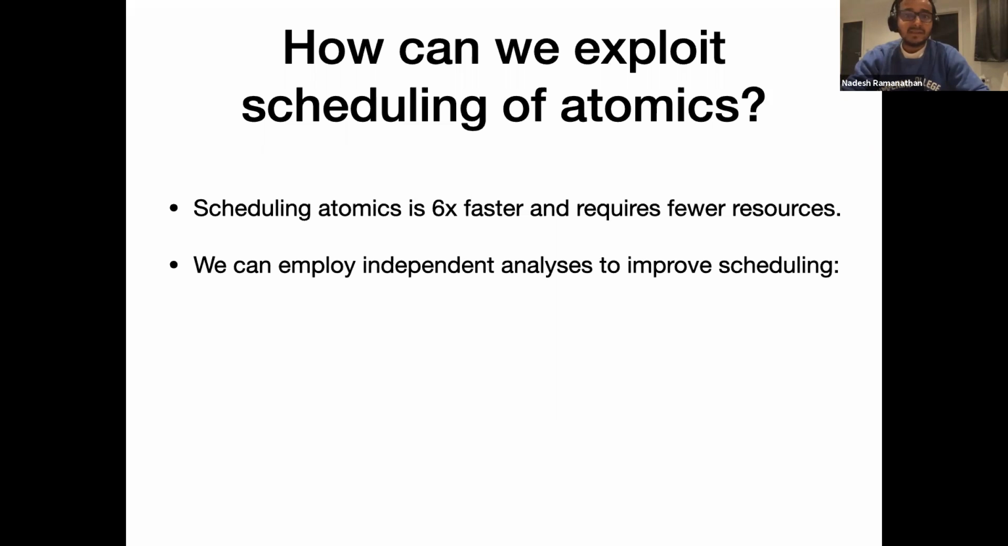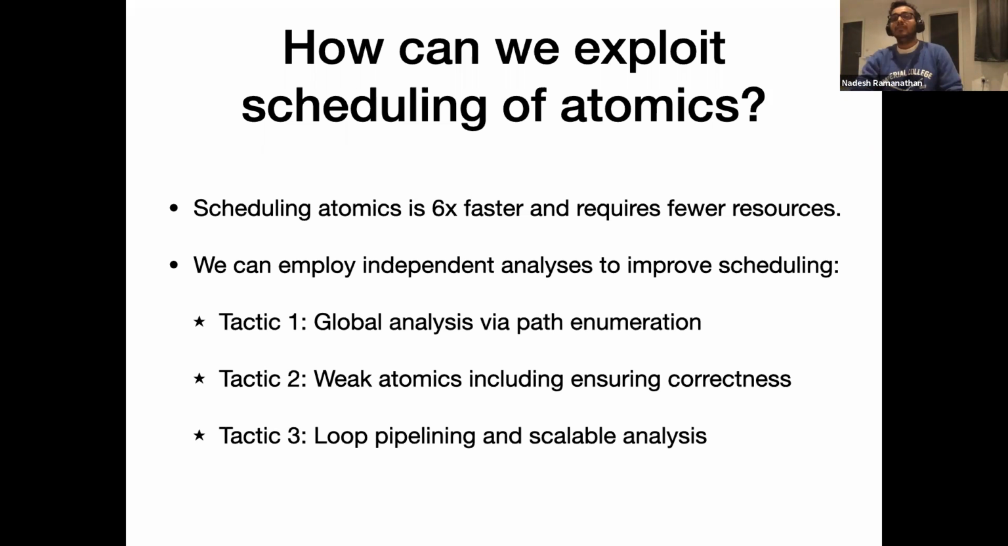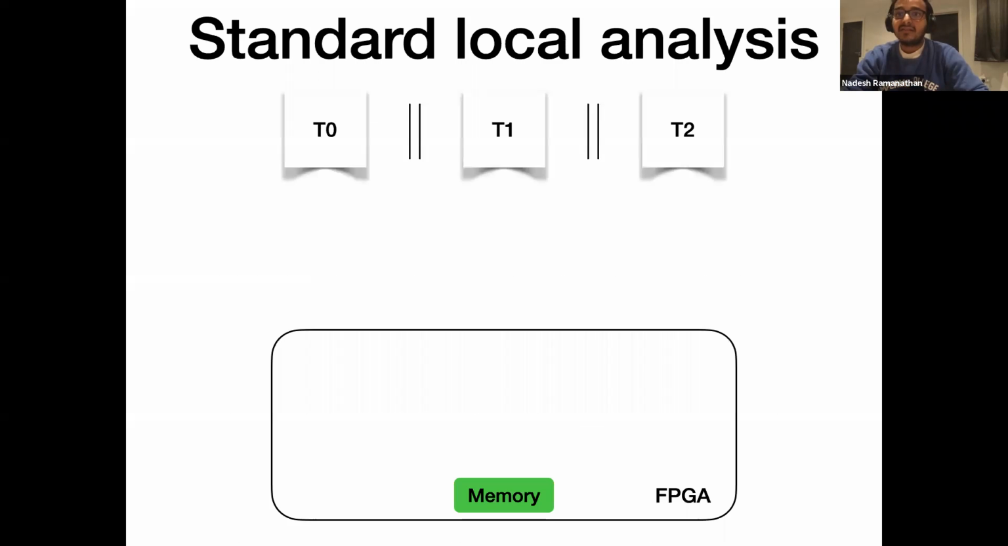And so the next question is, how do I improve on this, right? I will present three different tactics. The first one is global analysis. The second one is implementing weak atomics. And the third one is looking into pipelining and how we can achieve scalable analysis. So let's look at the first one, which is global analysis, right?